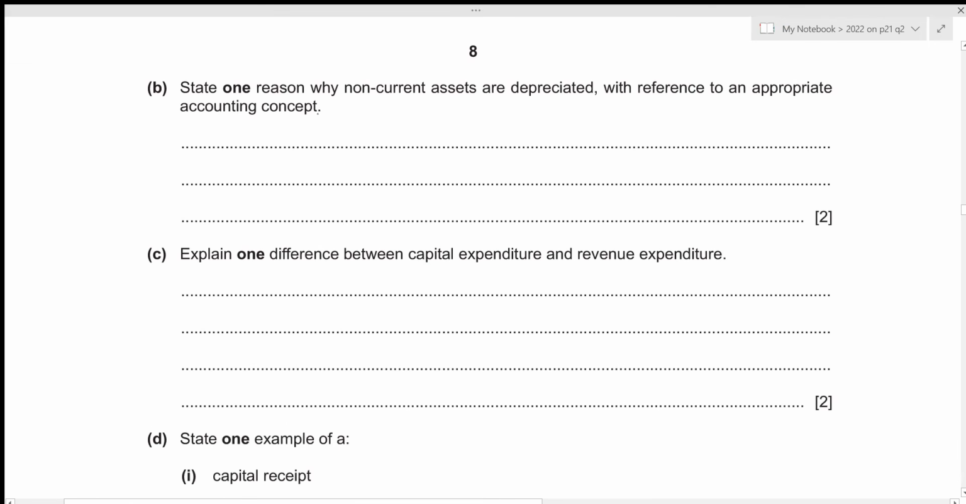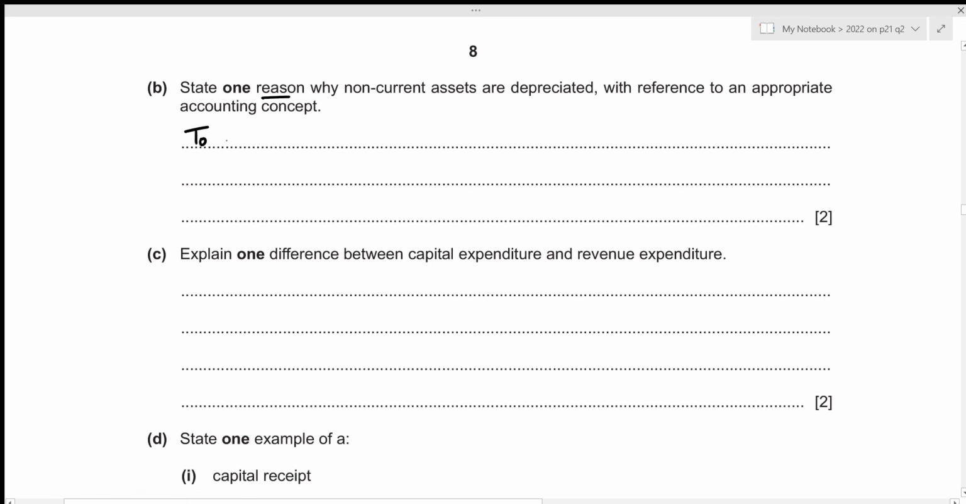For the second part, we need to state one reason why non-current assets are depreciated with reference to an appropriate accounting concept. So an appropriate accounting concept would be the matching concept because we need to match our expenses to the revenue, right? And we're talking about non-current assets. So the justification could be that the revenue generated during the accounting period by the use of our non-current assets should match the expense of the depreciation of that particular non-current asset under our matching concept. Let's write it down clearly.